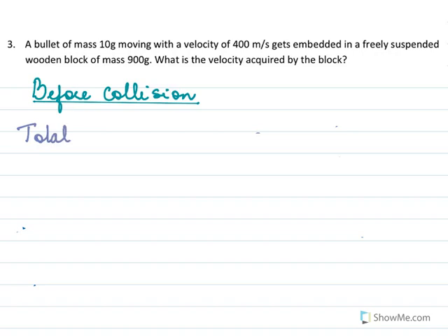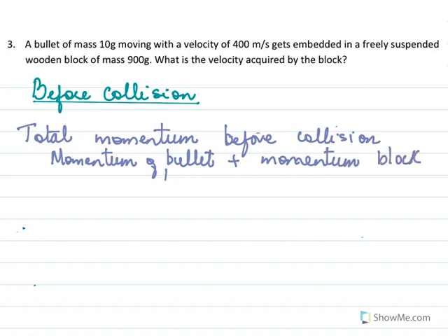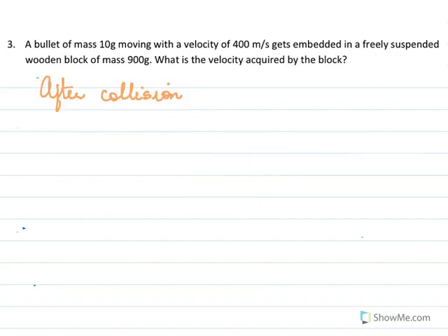So total momentum before collision will be momentum of bullet plus momentum of the block. Now momentum of bullet we saw was 4, block was 0, so total momentum before collision is 4 kg meter per second. Now it's time to find the total momentum after collision.